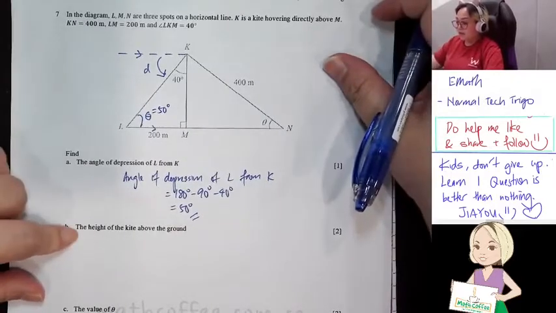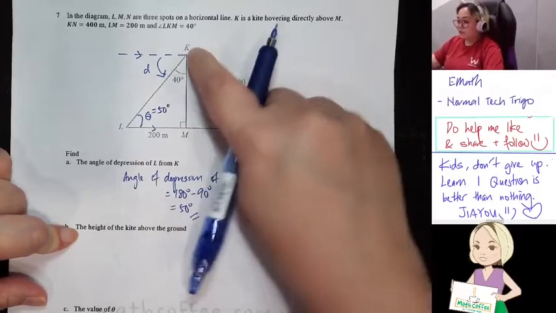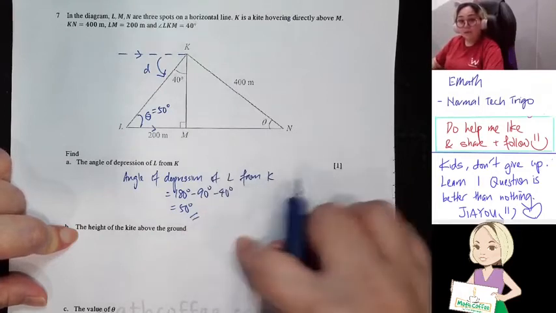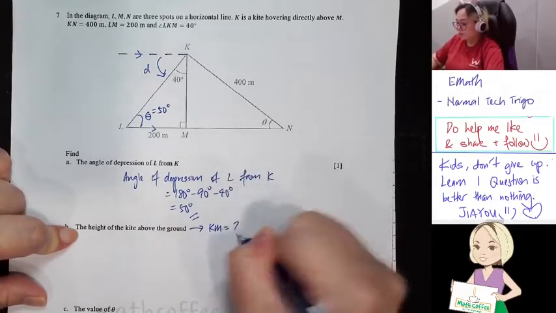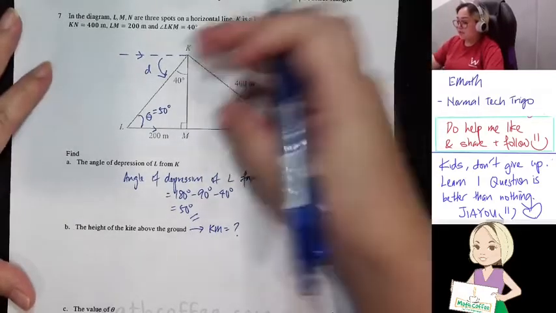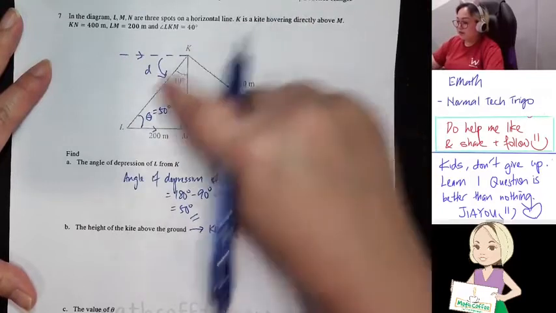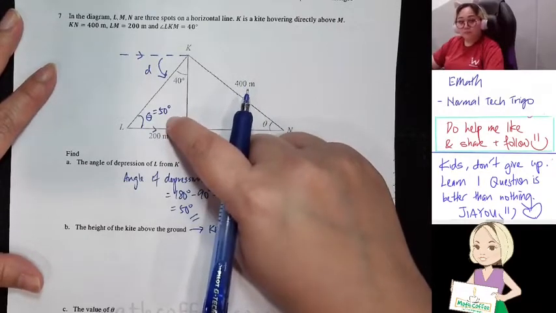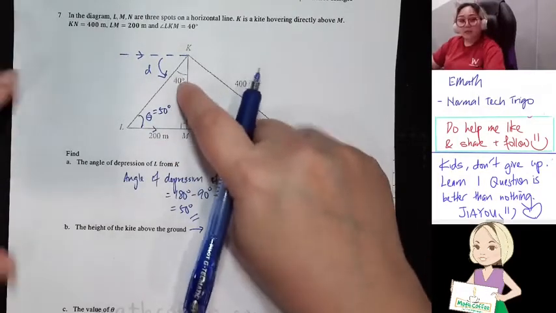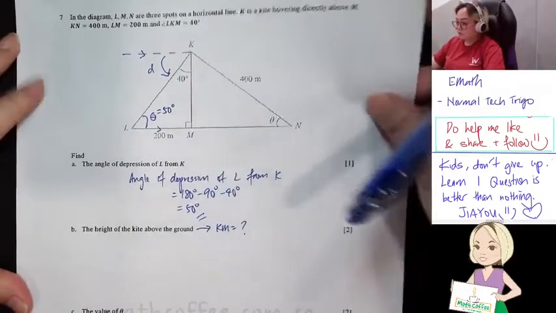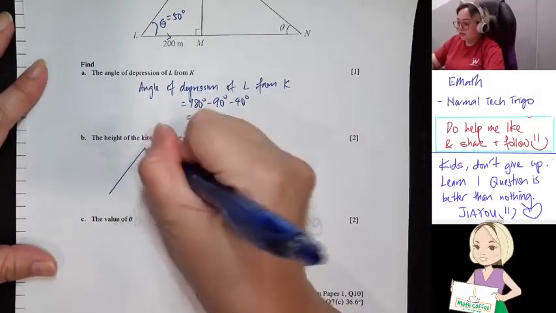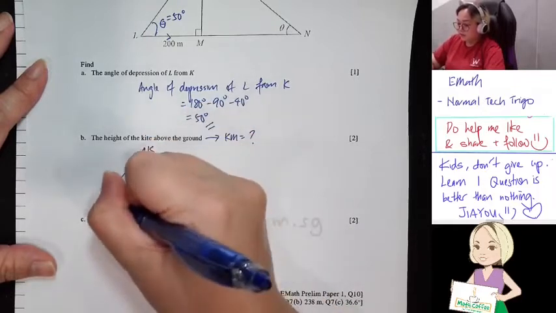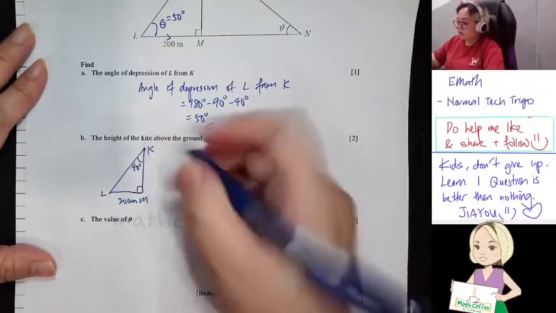Next, they ask to find the height of the kite above the ground. Just now they already said K is the kite. So what they mean is they want you to find KM. KM equals question mark. So over here, let's take a look at what we have. Actually we can use this right angle triangle because we have 240, we have 40 degrees. Actually, you want to use 50 degrees also can. Up to you. But like I mentioned, we will use the given information. So I'm going to draw the right angle triangle here so that I can see better. This is M, this is K, this is 40 degrees, and this is L, and this is 240 meters. So I'm supposed to find this.